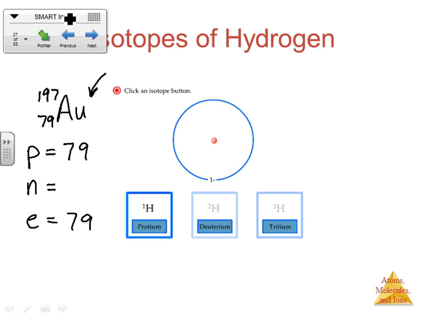Now to find the number of neutrons, all you have to do actually is take the top number, the mass number here, minus the atomic number, and that'll give us the number of neutrons. And that's going to be 118. Okay? So that's how that works. Fairly simple stuff.